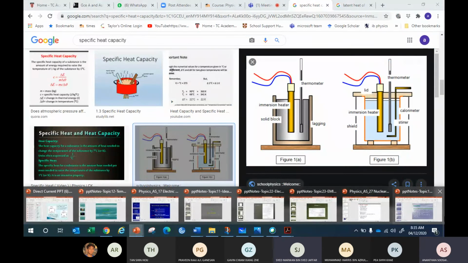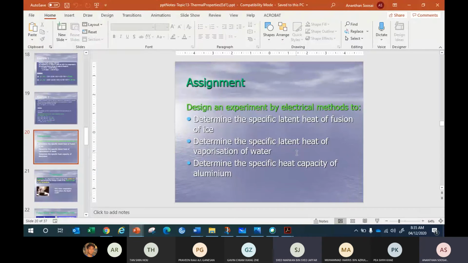Okay, so we go back. That's the experiment for specific capacity for aluminium. In the exam you must understand how the setup looks, why you need an insulator, what will happen to the specific capacity, whether it is overestimated or underestimated, and why you need to fill it with oil. You need to explain all of these.